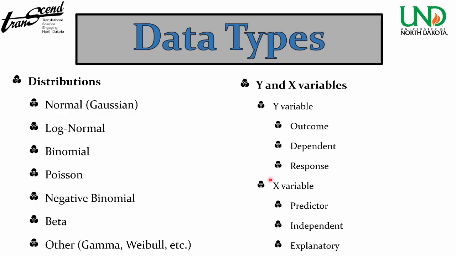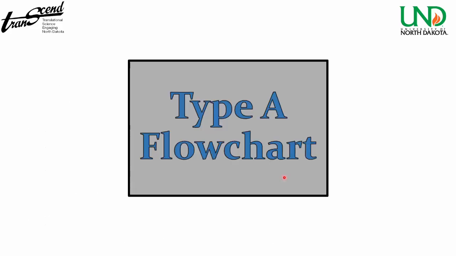And a big distinguishing factor of what tests you use is often the nature and number of the x variable. And we'll see that come into play here as we move on to our flowcharts. With that, yes, let's get to our type A flowchart.